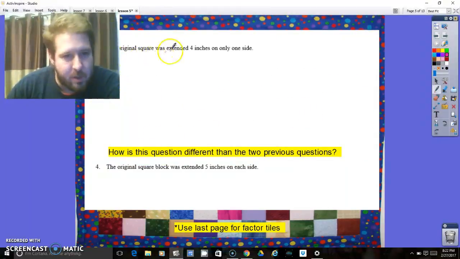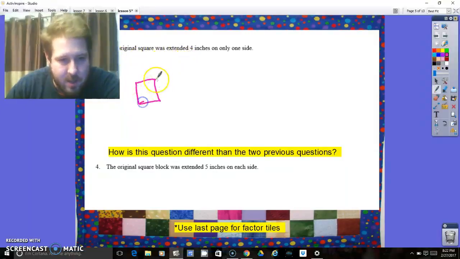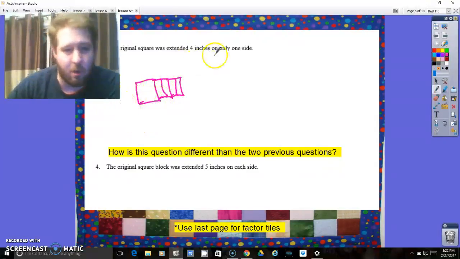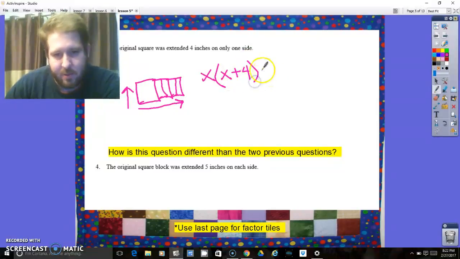All right, next question. The original square was extended by 4 inches only on one side. So a diagram would look something like this. You got 1 flat plus 4 longs on one side, and it wouldn't take any units to complete that rectangle because it already is a rectangle. It's a rectangle of x plus 4 times x. And that would be this. That's factored form, and this is standard form because those are the pieces that I used.